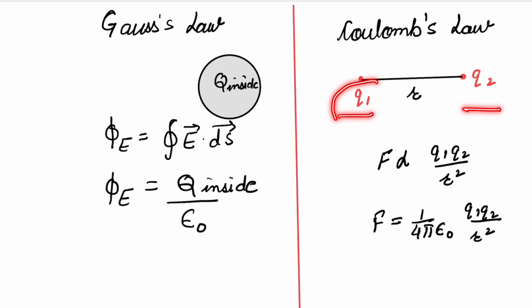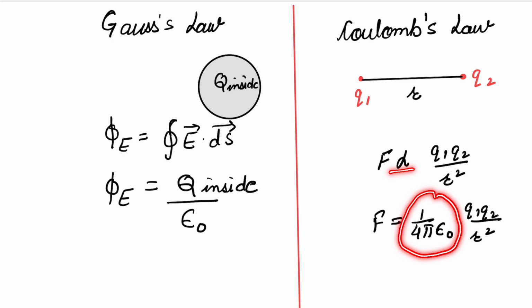We have 2 point charges, one charge is Q1, another is Q2. They are separated by a distance r. R is the distance between these two charges. Then force is directly proportional to the product of the charges and inversely proportional to the square of the distance between the charges. Force is given by this expression, right, where 1 upon 4 pi epsilon naught is the constant of proportionality. This epsilon naught represents the absolute permittivity of free space.